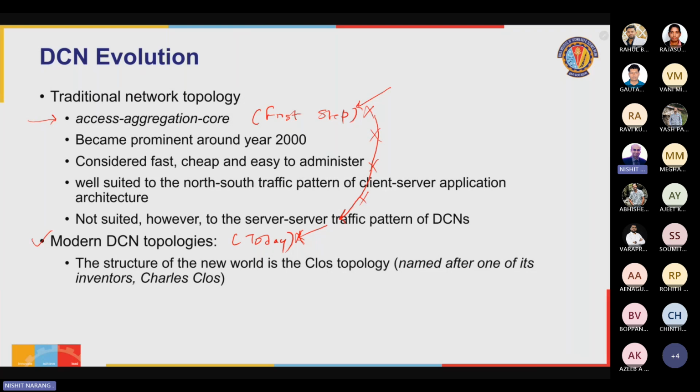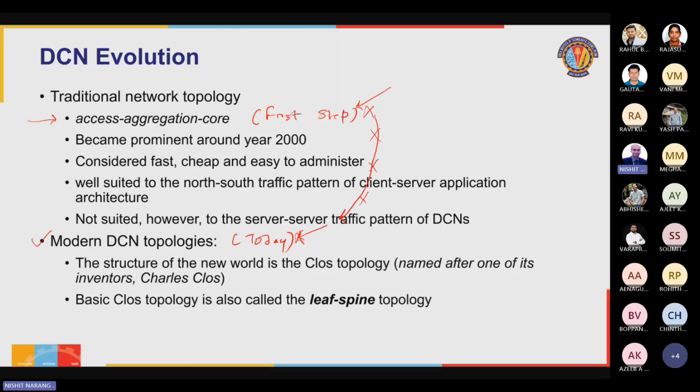But as modern data center network requirements grew, we realized that the Clos topology, which was designed for circuit switch networks, was actually very suited to modern data center network needs. So the basic foundational block for modern data center network topology is the Clos topology. Clos is a concept, an idea, a structure, a building block. But there are variations of the Clos topology that exist in modern data centers today.